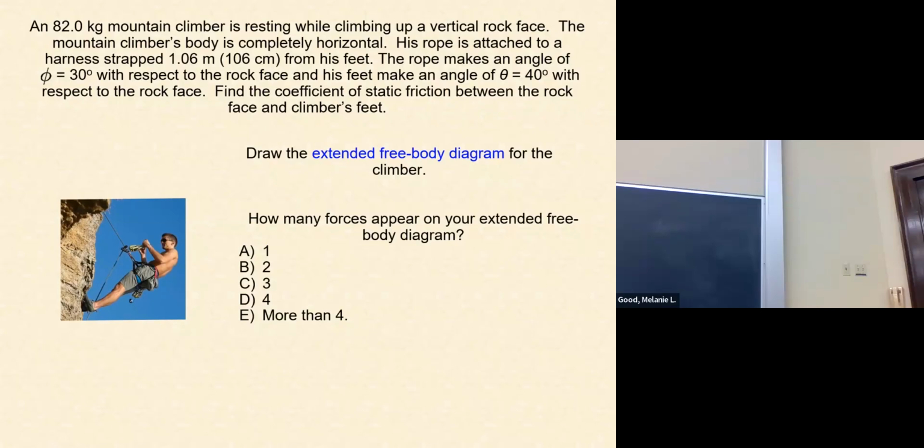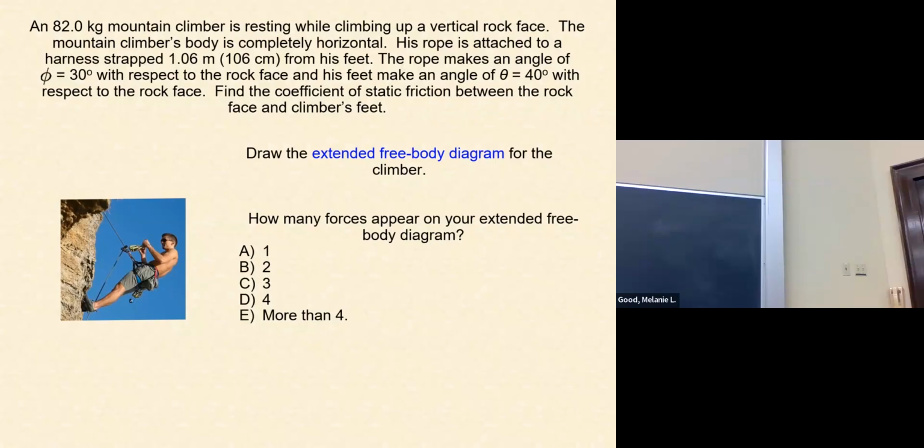Let's name some of the forces. Let's do this together. What's a force I'm going to need to include for this climber? Weight. What else? Tension. What else? Normal force. Yes. And there's one more. Friction. Exactly. So I need 1, 2, 3, 4 forces on my free body diagram.